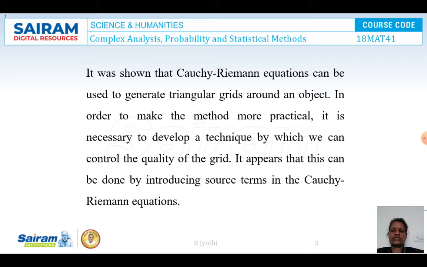See, it was shown that the CR equations can be used in order to generate the triangular grids around an object. In order to make the method more practical, it is necessary to develop a technique by which we can control the quality of grid. It appears that this can be done by introducing the source terms in the Cauchy-Riemann equations, which we have studied already in the previous videos, both in Cartesian as well as in the polar form.